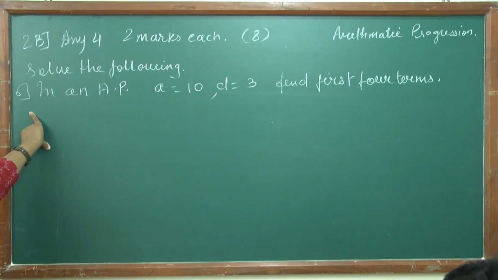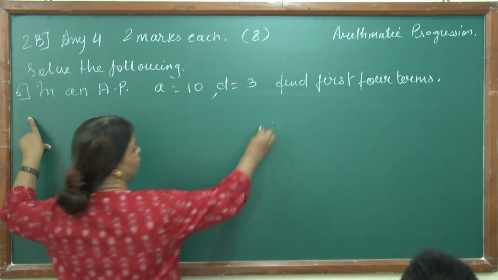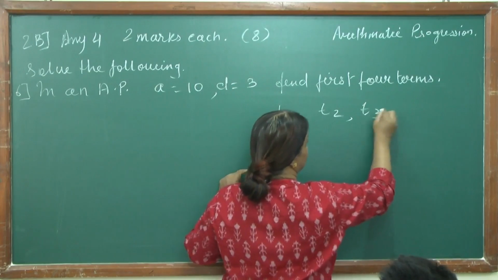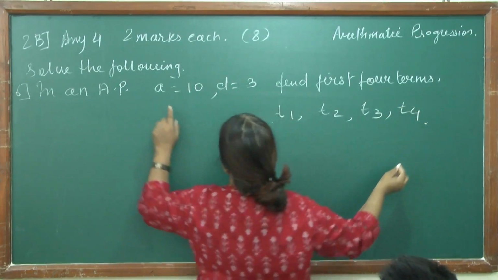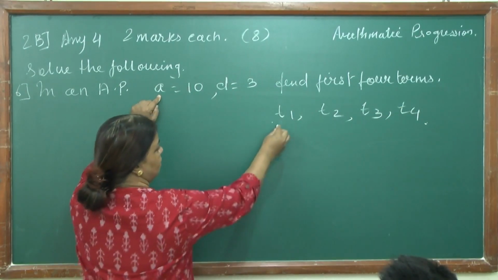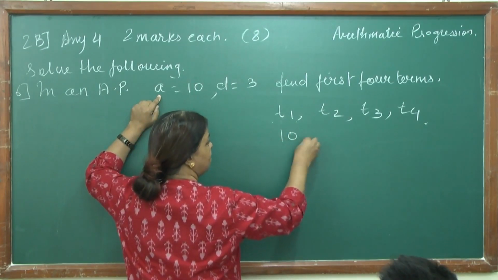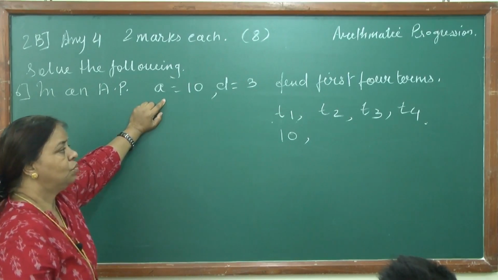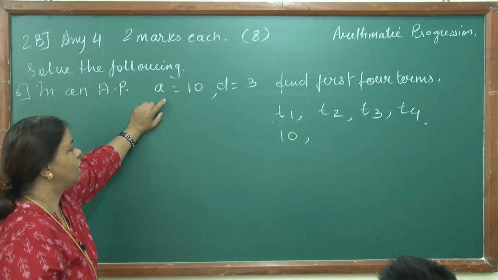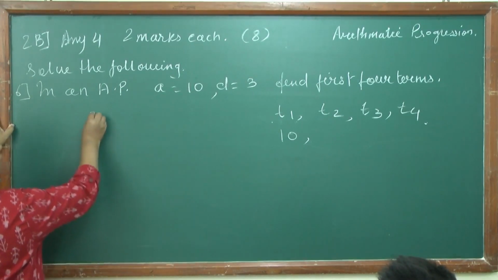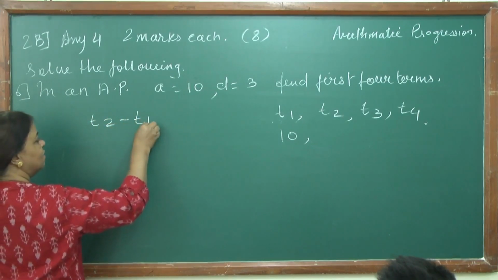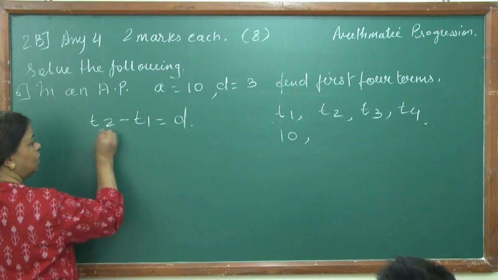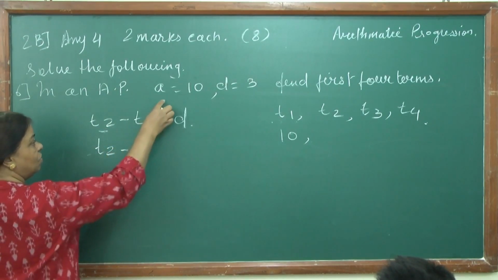We have to find out the first 4 terms. That means we have to find out T1, T2, T3 and T4. A is given. A means T1. So we know T1 but we do not know T2. And you know, when it is a sequence, you can use the formula T2 minus T1 is equal to D. We don't know T2, but we know T1.